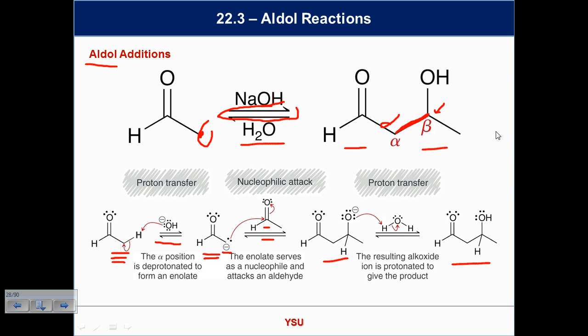The geography and the names of these things will be very simple if you understand that language, but it can be messy if you don't. At the alpha carbon here, nothing. At the beta carbon, hydroxy, beta hydroxyaldehyde. Now, depending upon the conditions, that will stay or it will go someplace else. We're working up to that.